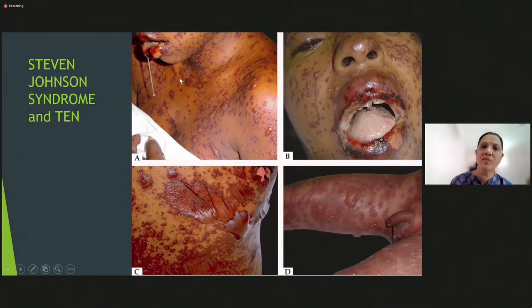SJS and TEN, both of them, the difference is mainly in the systemic involvement and degree of involvement. SJS means less than 10%. 10 to 30 is overlap, and more than 30% is called toxic epidermal necrolysis. So that mucosa will be involved, multiple mucosa will be involved, eye is involved, oral is involved, nasal crusting will be there. Much worse in TEN, they can have lung involvement. That's why they will develop ARDS, and there will be toxic injury to the kidneys, so they can develop ATN, and patient will be very, very sick, so they need to be referred to a tertiary care.